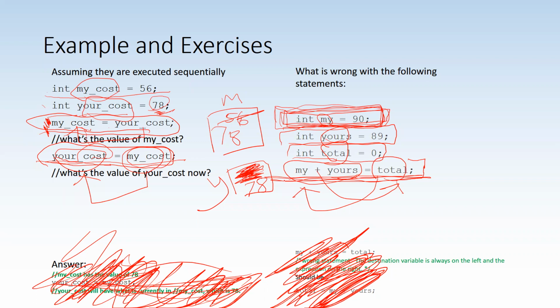So this is in the wrong order. This is more like a math calculation, and that's not right. In programming language, the destination is always on the left of the assignment operator, and then you have a value or an expression on the right-hand side. Okay, any questions?